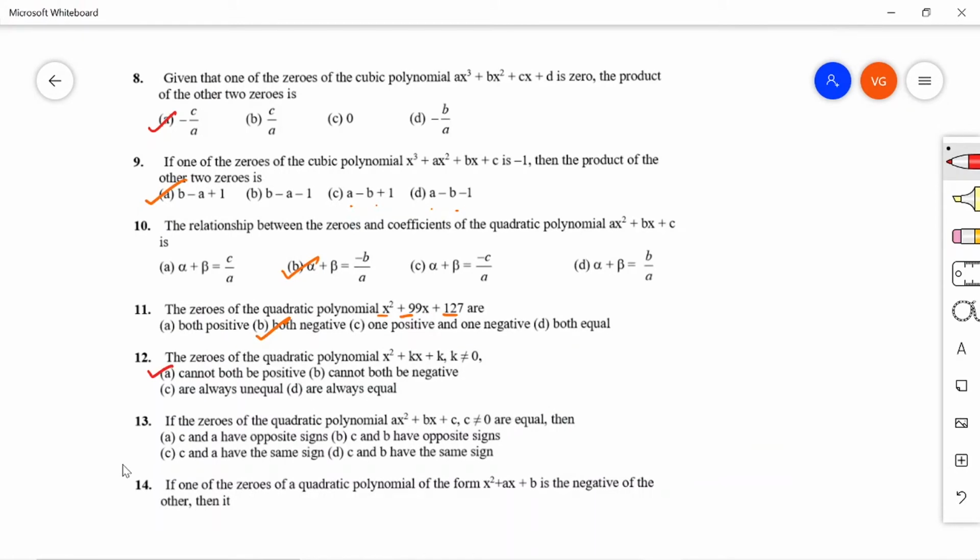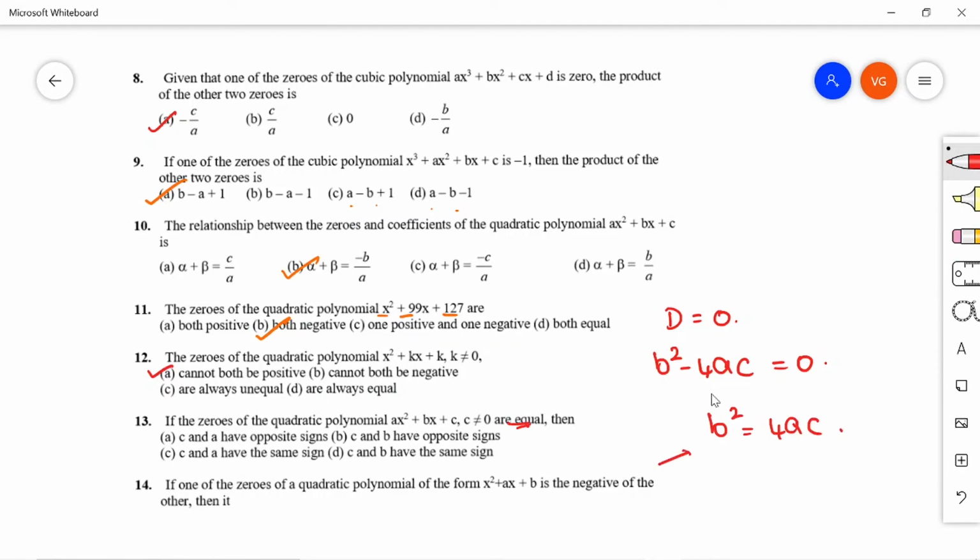Question number 13. If the zeros of the quadratic polynomial ax square plus bx plus c, where c is not equal to 0, are equal, then, when the two zeros are equal, what is going to happen? What is the sign of AB or BC or AC? They're asking in options. So let us find out the discriminant. If discriminant is equal to 0, then we say it has equal roots. So discriminant is b square minus 4ac, here should be equal to 0. So b square is equal to 4ac.